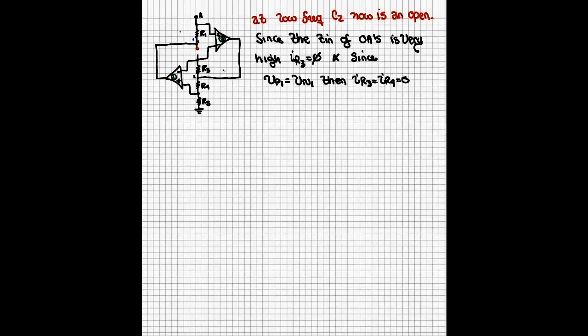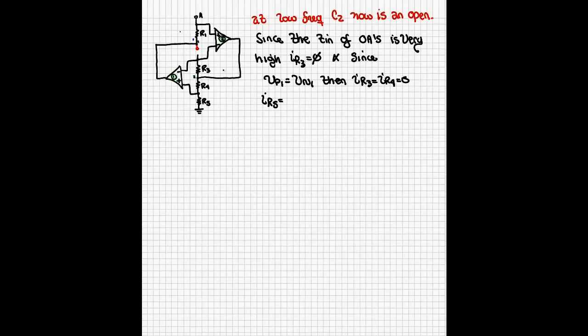But you have to note something else. Then where would the current that will be going through R5 be coming from? Well, R5, it's virtually in series with R4, right? There's no current through R4, so there can't be any current through R5. So IR5 is also equal to 0.